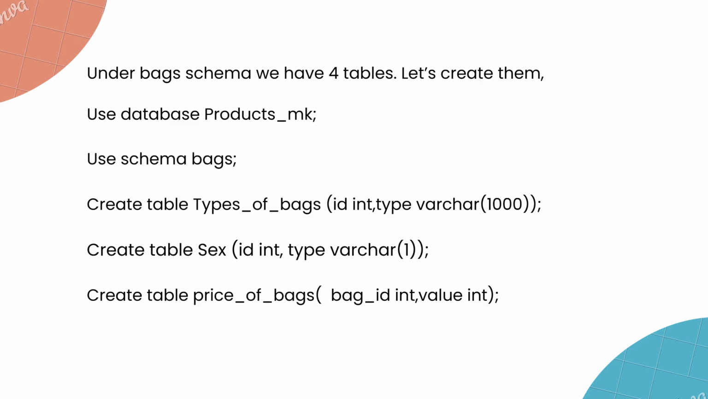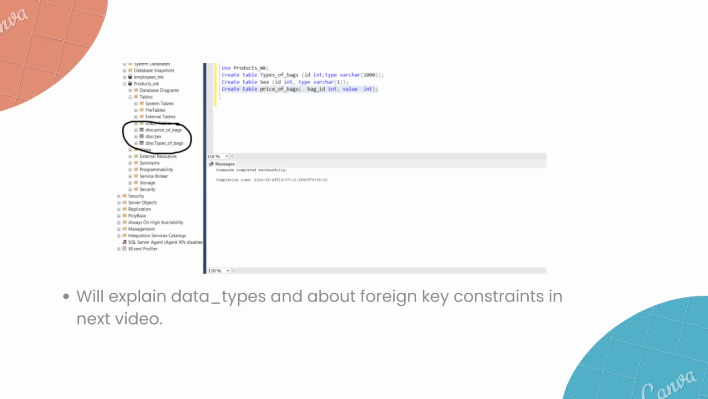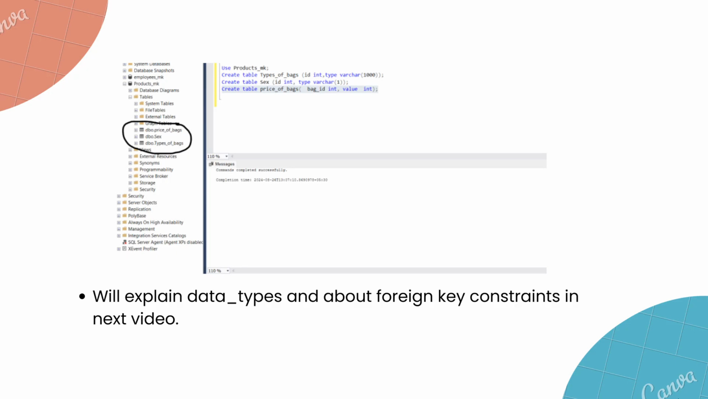USE SCHEMA bags; CREATE TABLE types_of_bags (id INT, type VARCHAR(1000)); CREATE TABLE sex (id INT, type VARCHAR(1)); CREATE TABLE price_of_bags (bag_id INT, value INT); We will explain data types and foreign key constraints in the next video.